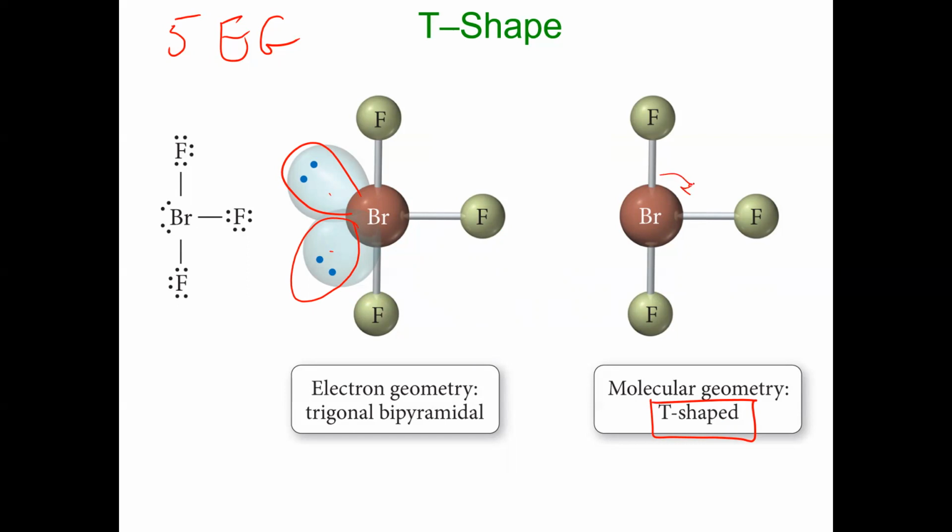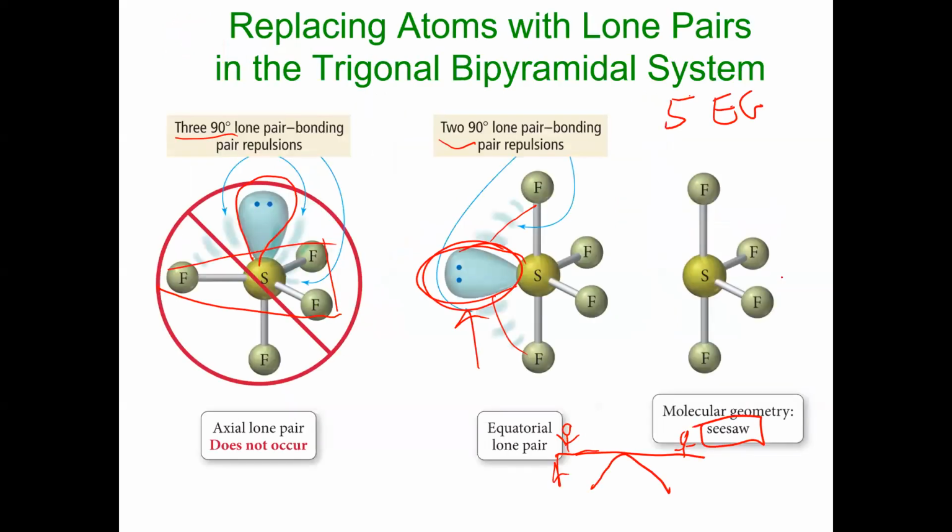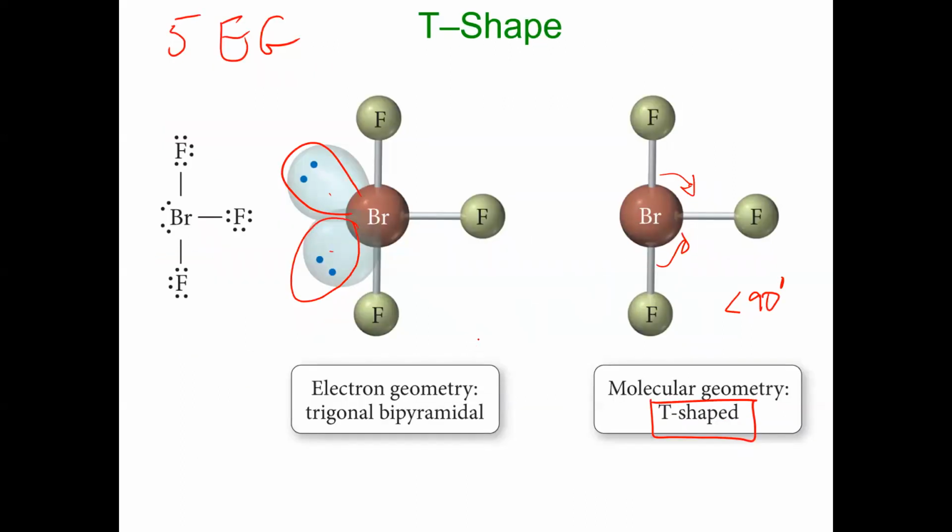Now, this is going to be somewhat distorted, right? There's going to be a squeezing of the angle here, so these angles are going to be less than 90. If I look back here, my angle here would be less than 90, but right here, this would be less than 120, because again, the lone pair squeezes. So less than 90, because there are no more equatorial atoms.